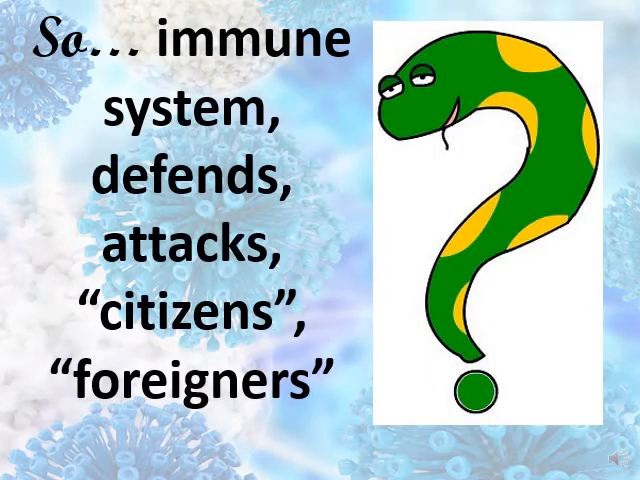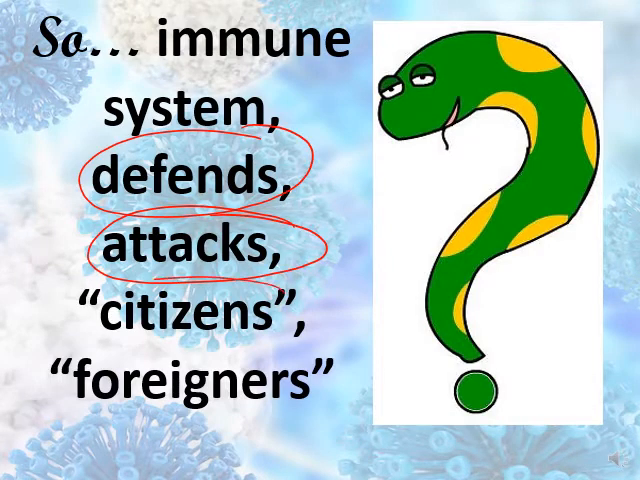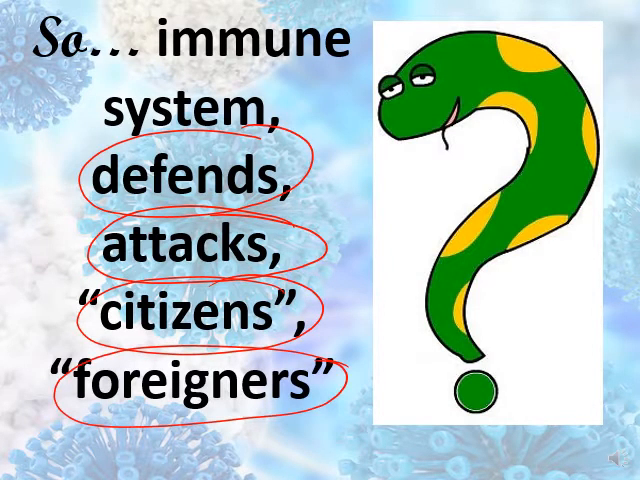So here, the immune system defends or attacks citizens or foreigners. To start with, it defends what belongs to my body. So my immune system defends my organs, my cells, my tissues. We have two verbs, defend and attack. The immune system will defend the citizens, meaning what belongs to my body, or attack the foreigners that are different from my body.